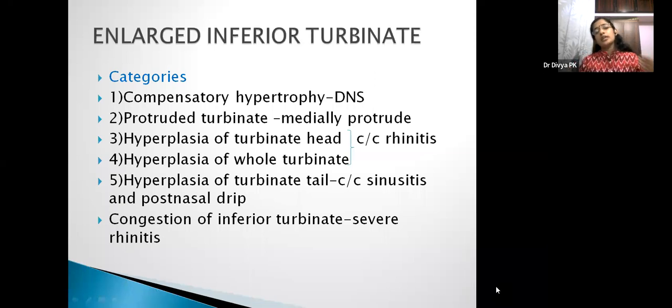The turbinate may be enlarged, and the turbinates are actually conchal bone which is attached to the lateral wall of the nasal cavity, and on palpation it will be bony hard, and along the floor of the nasal cavity, it is fully visualized.